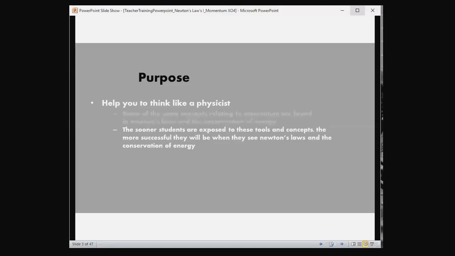So the sooner we can expose the students to these concepts, the more successful they're going to be when they look at Newton's laws, and when they look at the conservation of energy. And also, these topics are so fundamental that just being able to understand momentum from a physicist's point of view will help you see motion in a completely new light.